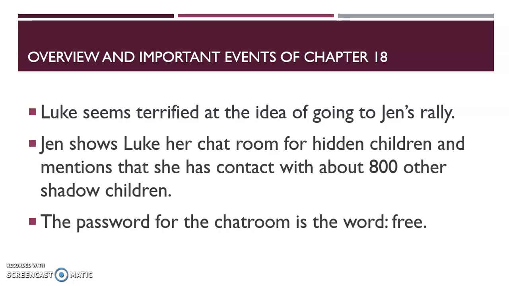Jen reassures him time and time again that the government's, quote, not that competent, unquote, in terms of actually being able to spy on everyone the way that they say that they can. Jen says she's been going on the internet and using the computer for many years and that they haven't caught her. And she reveals that her chat room is also password protected to further allow for safety and keeping people out who might tell on them that they're all shadow children. But then she tells Luke the password for the chat room, and the password is the word free.